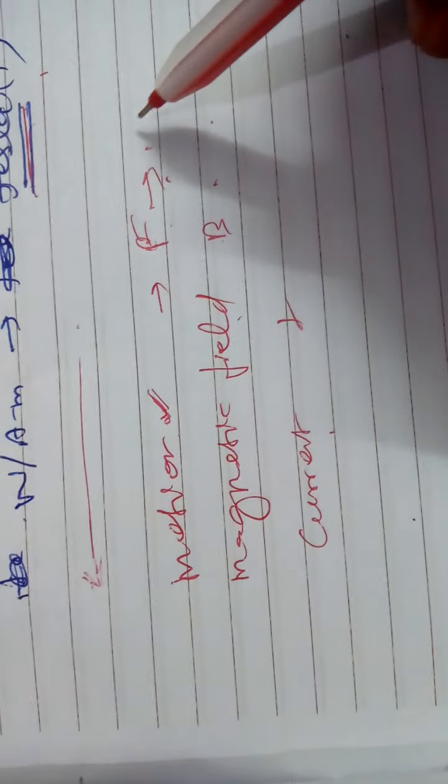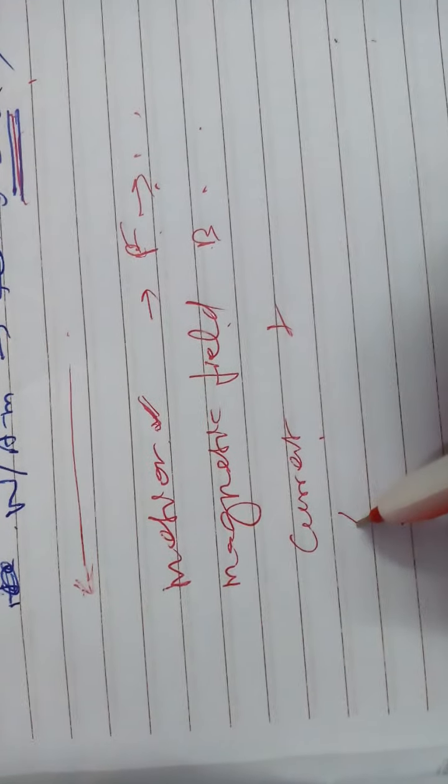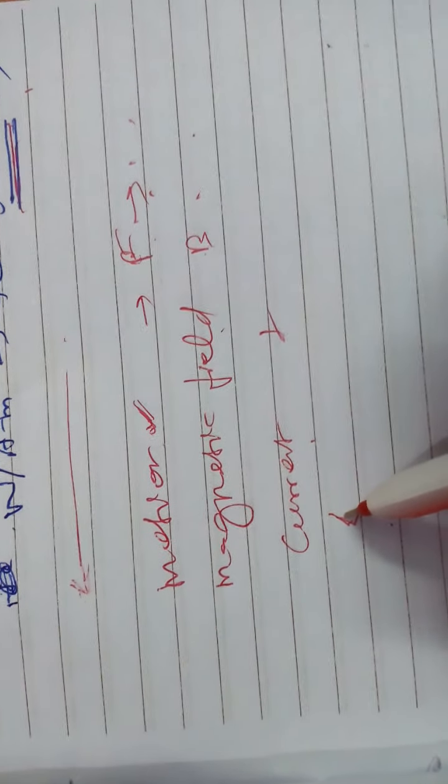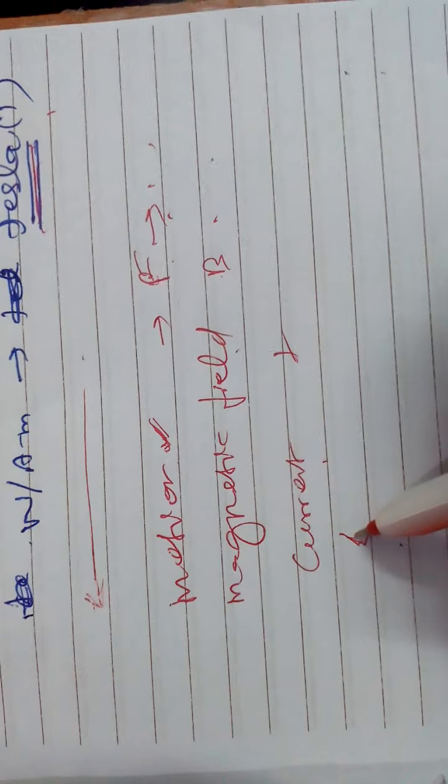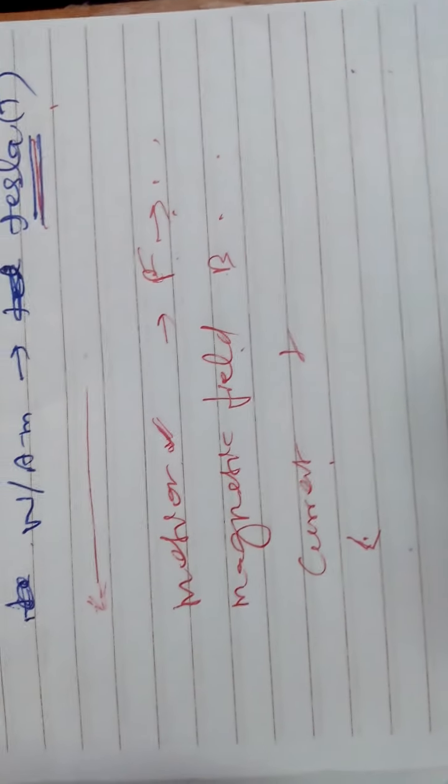This we will study by a special rule. The direction of the magnetic field lines you know by the right hand thumb rule. And here you will get Fleming's left hand rule, by which we will find out the direction of motion of the object. That we will study in the next lecture. Thanks.